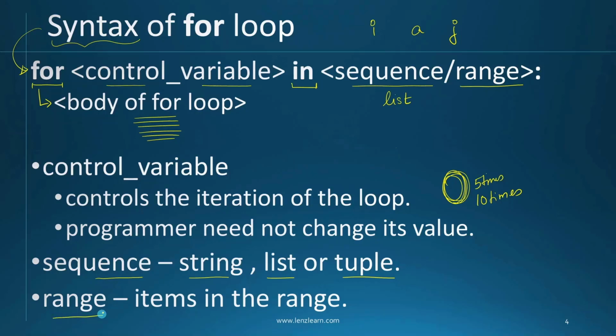Now range is a function. It will also generate items which you provide inside the range. So basically range will construct a list on the go and provide it to the control variable, right? Now let us go to the examples. Things will be clear to you.